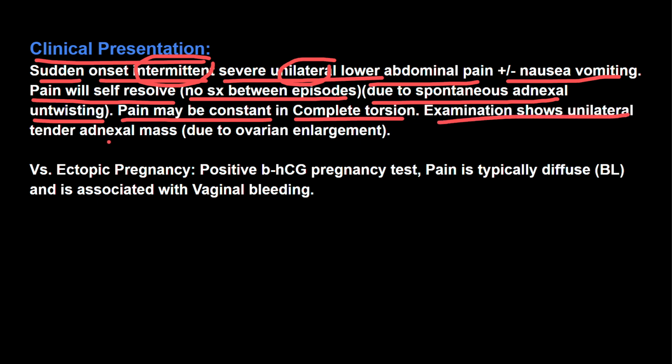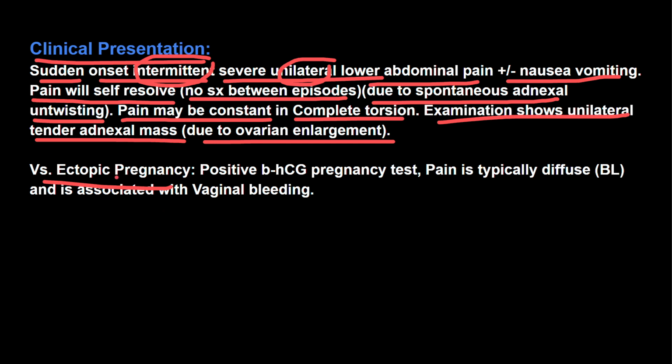Examination shows a unilateral tender adnexal mass, and this is due to ovarian enlargement. Why is the ovary enlarging? It's because there is ovarian edema. And remember, as I said, the ovarian vessels that are contained within the suspensory ligament, it includes the ovarian vein. And so if the ovarian vein is occluded, you're not removing blood from the ovary, and so it's going to result in edema of the ovary.